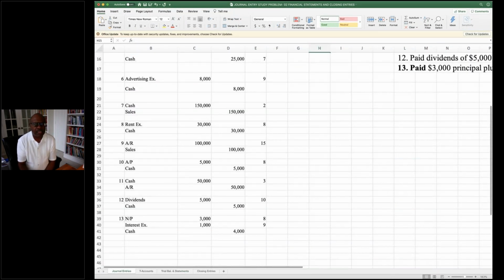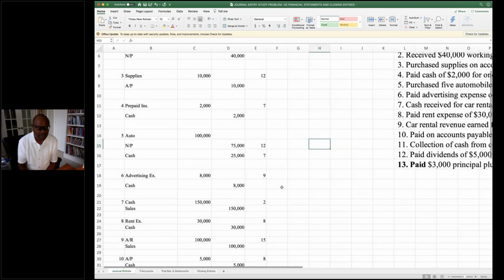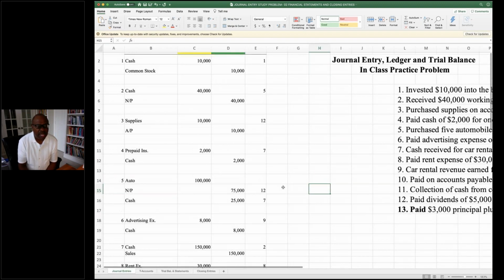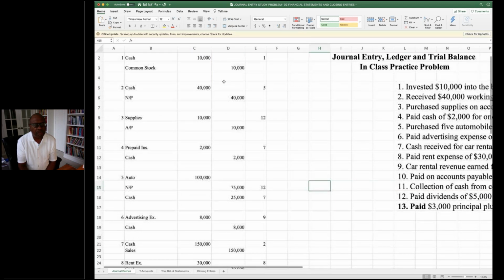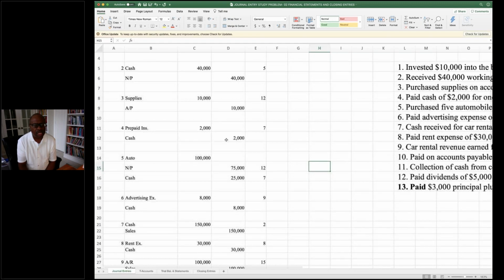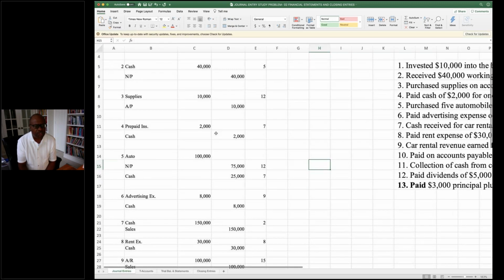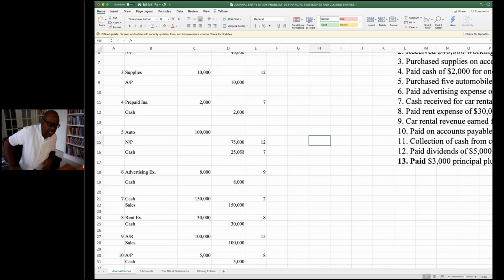So this is the same journal entry study problem that we worked on and that I just mentioned, where we start off with cash. We got a short-term loan from the bank. We bought supplies on account. We prepaid for insurance. We bought the auto. And notice we debit auto, credit notes payable, and credit cash. So here this is where we have more than one account. The debits have to be equal to the credits.